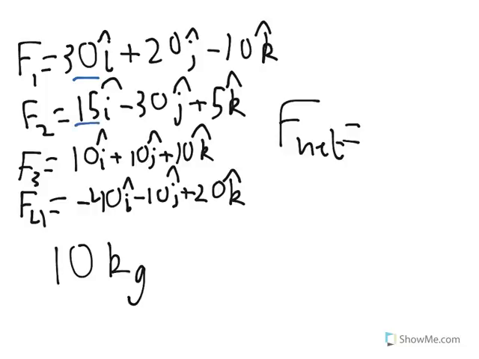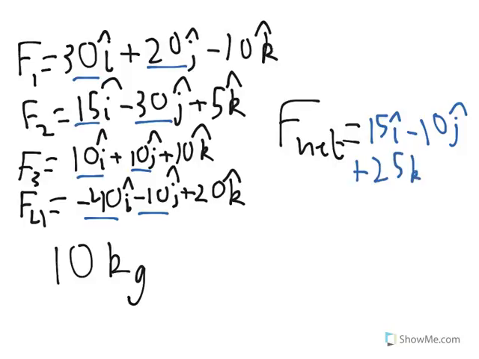30 plus 15 is 45, plus 10 is 55, minus 40 is 15 i hat. 20 minus 30 is negative 10, plus 10 is 0, minus 10 is negative 10, so minus 10 j hat, and then negative 10 plus 5, that's negative 5, plus 10 is positive 5, plus 20 is 25, so plus 25 k hat. And we said all of these forces are in Newtons.